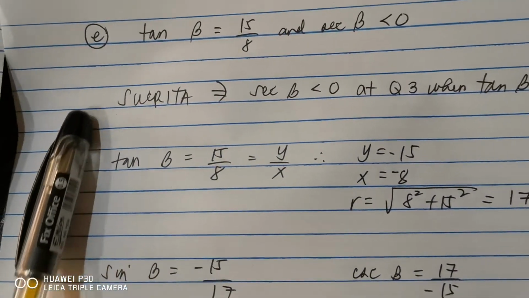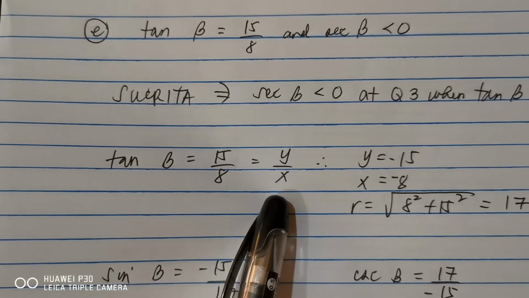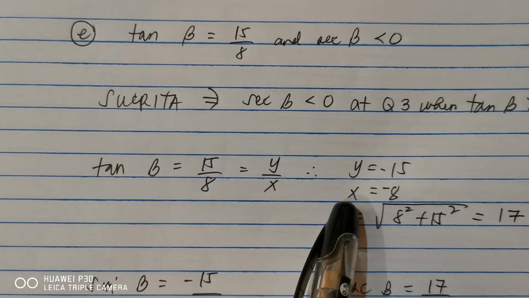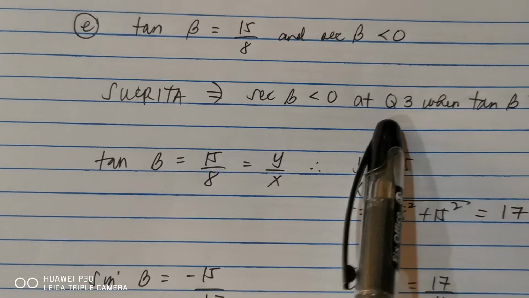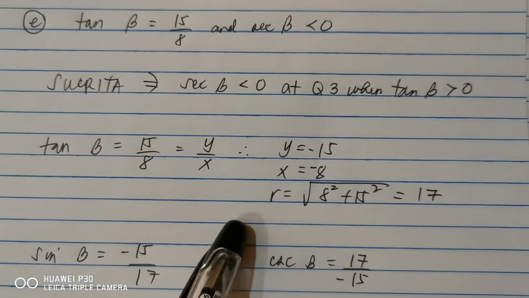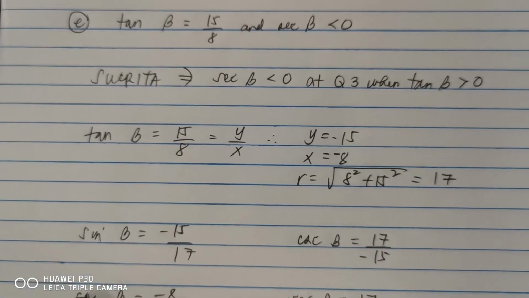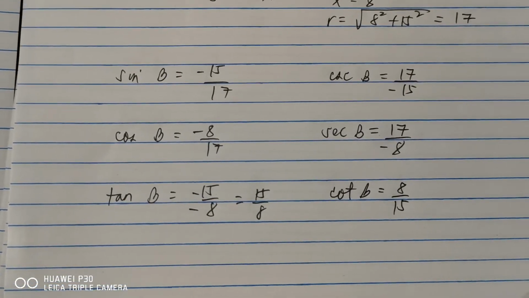So, tangent beta is 15 over 8, which is y over x by definition. And so, y is negative 15 and x is negative 8. They are both negative because we are in quadrant 3. R is always positive, so by the Pythagorean theorem, r is 17. And by substitution, these are now the function values.